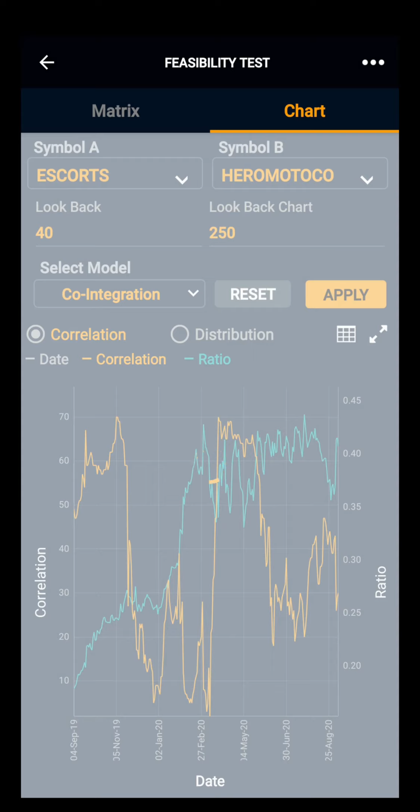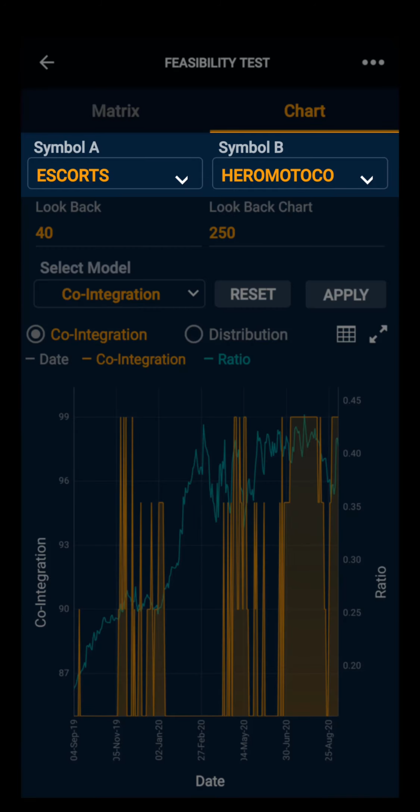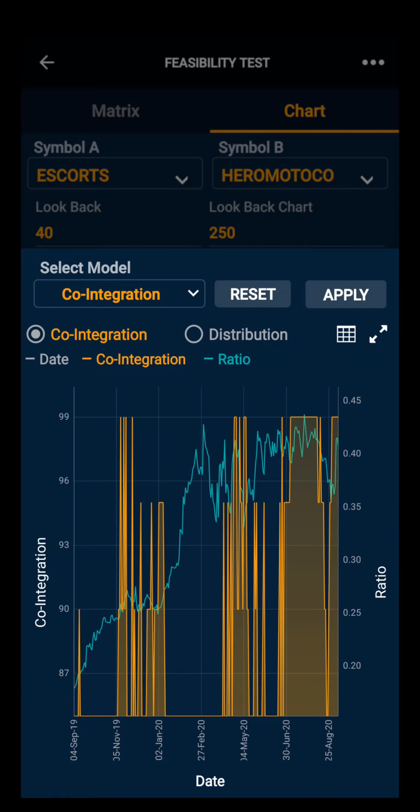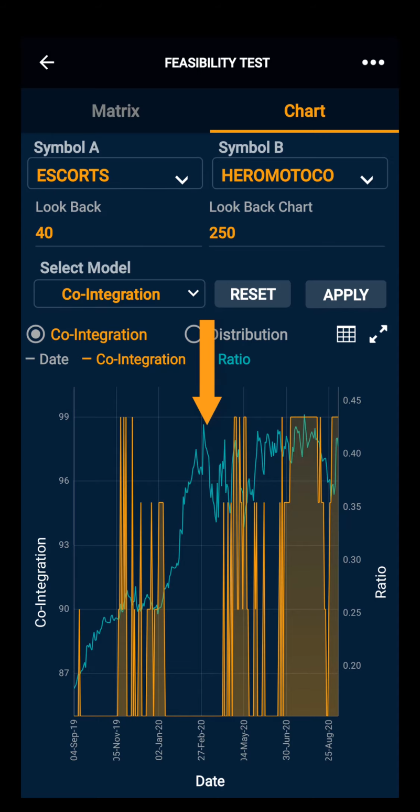As you can see, we are on the chart section. Symbol A is the first stock, that is Escorts, and second symbol B is Hero MotoCorp. The look back period is 40 trading days and look back chart is 250 trading days based on a 40 days rolling period. Moving to chart, you can see the orange line indicates the model you have selected and the blue line indicates the ratio. Ratio is defined as the price of stock A divided by price of stock B.